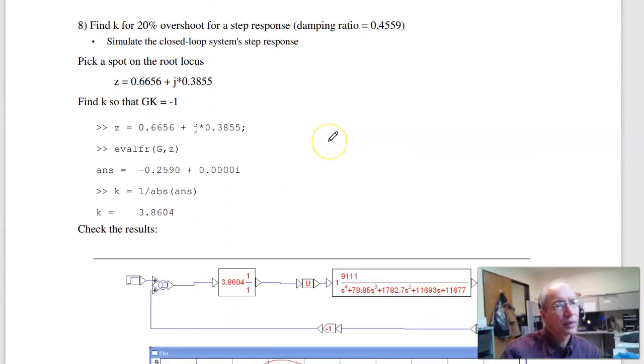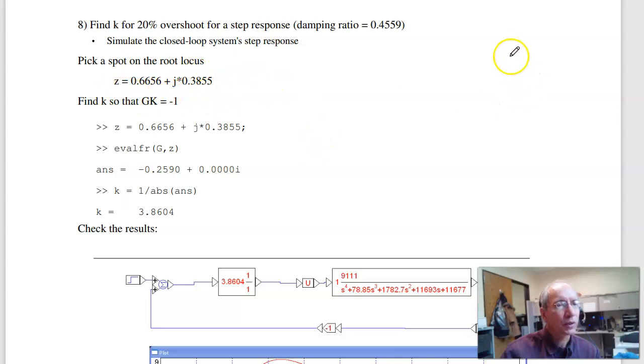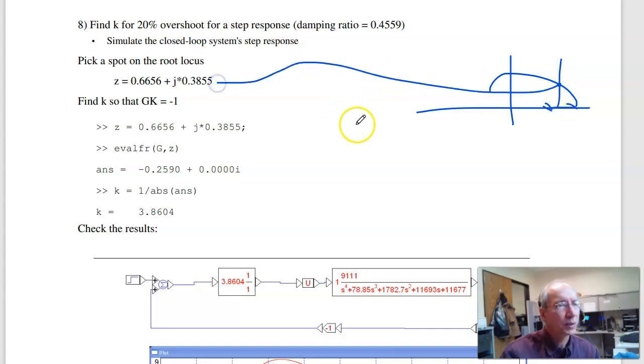Problem 8. Repeat, but now design for 20% overshoot. That's a different spot on the root locus. Again, on the root locus, here's your damping line. Root locus came together, split apart. This point was 0.66 plus j0.38.